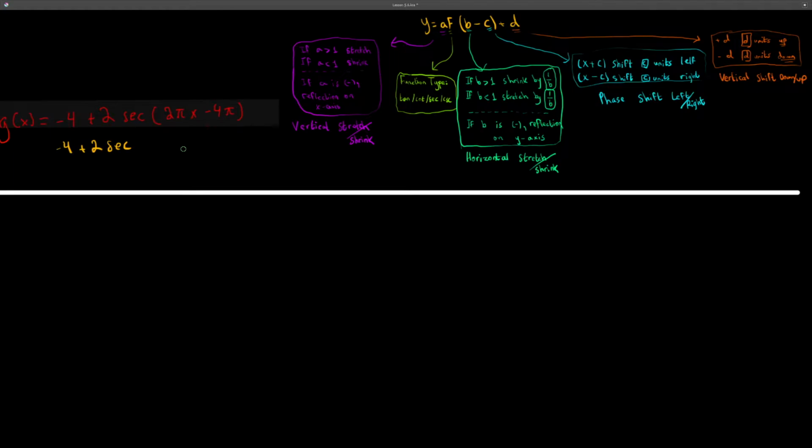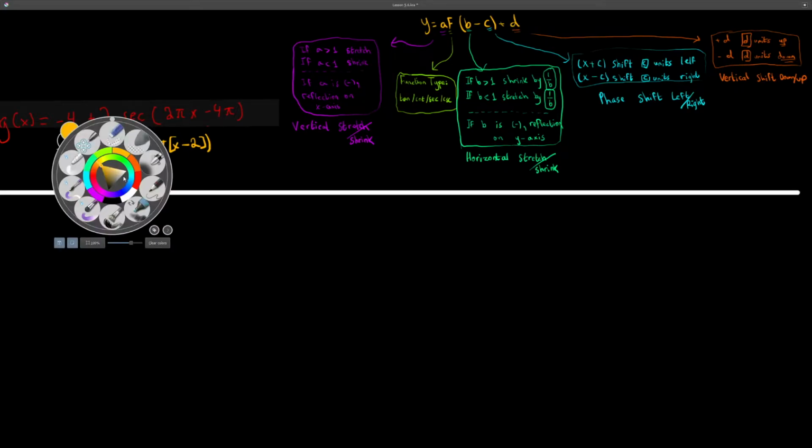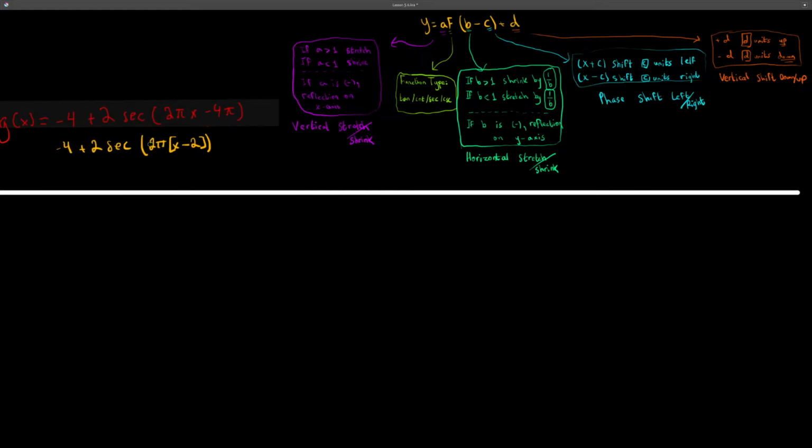So to do that, we can factor 2 pi. So we can do 2 pi here into x minus 2. And that will give us the same answer. So if we multiply this, it'll give us 2 pi x minus 4 pi. Now, why do we do this? Because now we can see clearly what our variables are.